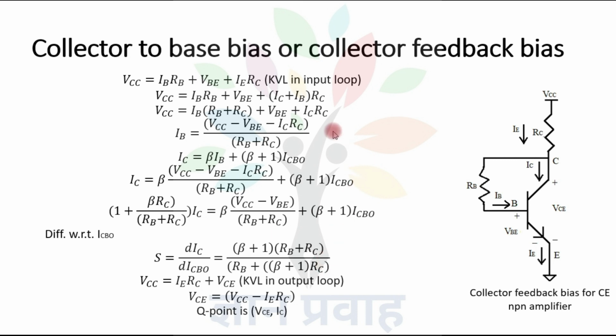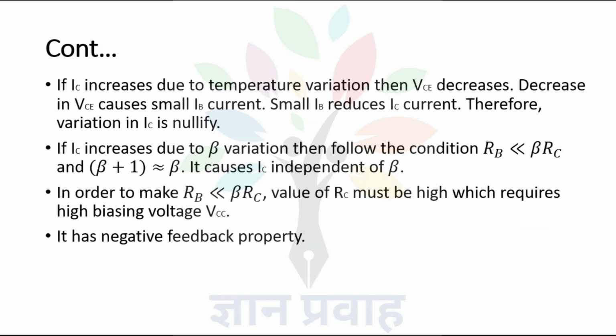The second thing is, if IC is increasing due to any type of variation, then the IC RC factor is also increasing. If the IC RC factor is increasing, it means the IB factor is decreasing. If IB is decreasing, it decreases the IC current. It means this biasing circuit also provides a negative feedback, by applying the RC resistance value. So these are the important features of this biasing circuit. We have already discussed all the things.